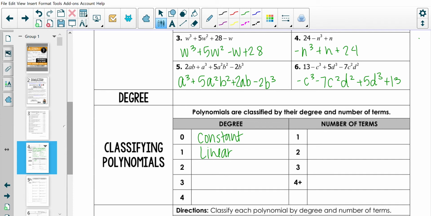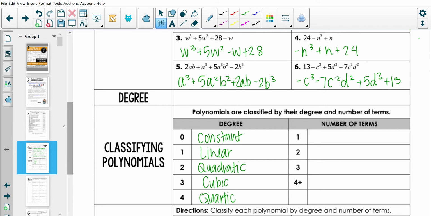Okay, if your x was not squared. If it is squared, it is quadratic. If it is 3, it's cubic. And 4 is quartic. I don't like that word.